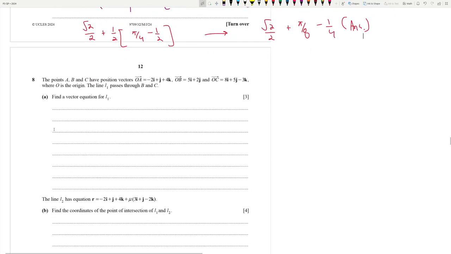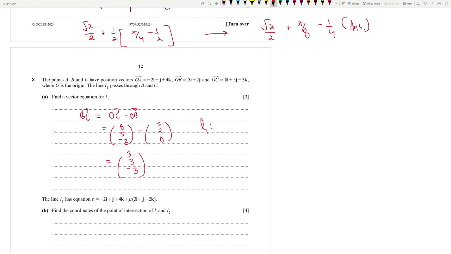Moving on to question 8, vectors. The points A, B and C are position vectors as given, where O is the origin. The line 1 passes through B and C. Find the vector equation for line 1. Okay. So let's find out BC first, which is OC minus OB. OC 8, 5, minus 3 minus OB 5, 2, 0. That's 3, 3, minus 3. So the vector equation for line 1 should be OB plus lambda times BC.